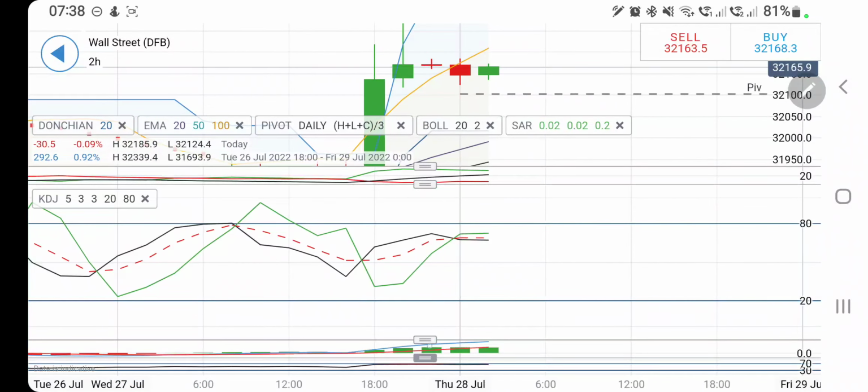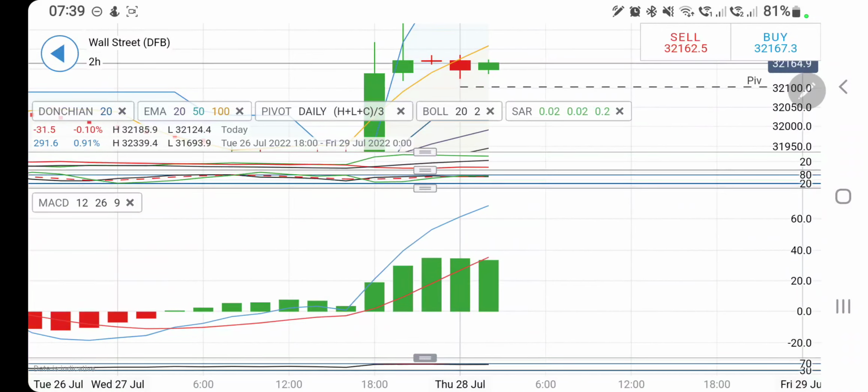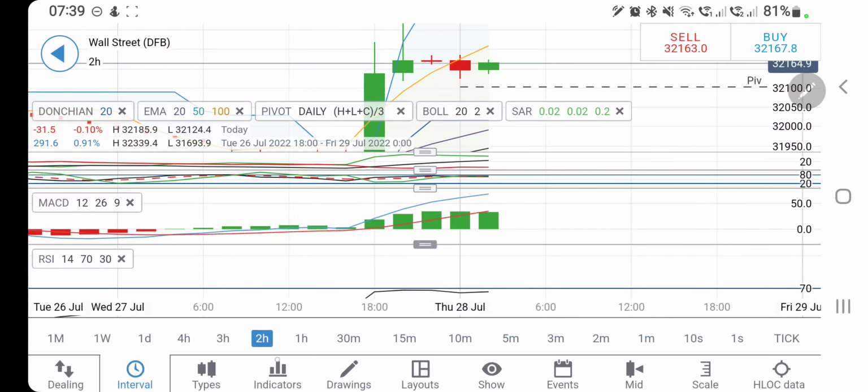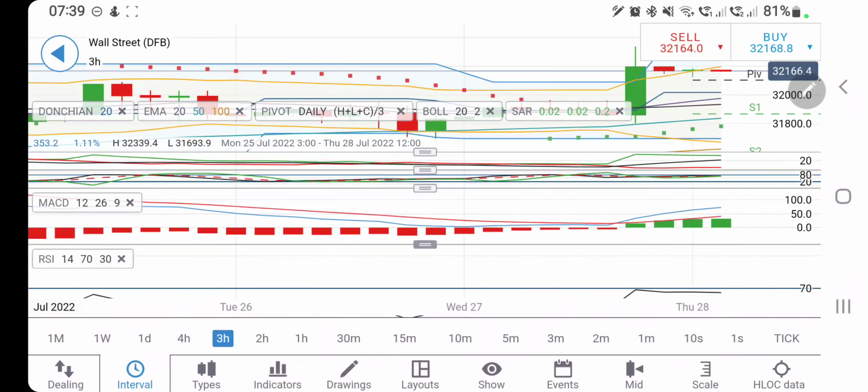Directional movement bullish, stochastic is flat near to top, MACD is wide divergent and bullish, it must start to converge, RSI is near to overbought levels also.